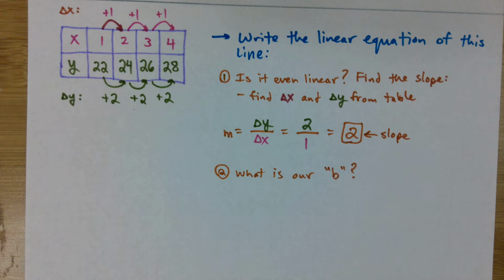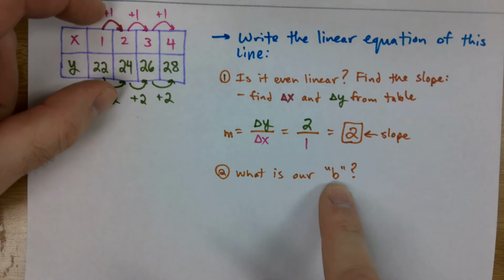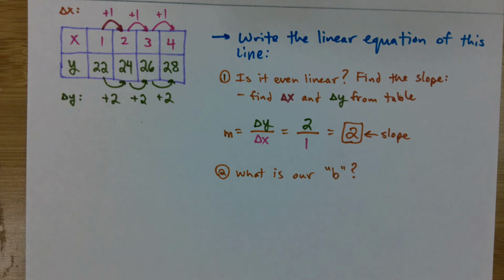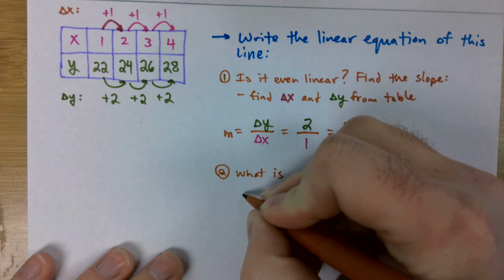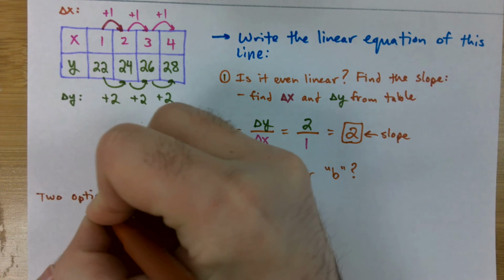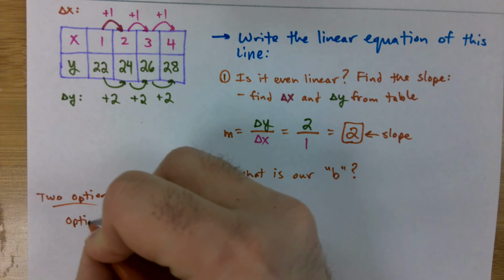Now there's two different ways we can go about doing this. We can just do what we've been doing, right? We have a slope, and we've got multiple different points that we can use. So the first thing we can do is plug in our slope and just pick a point off the table and plug it into b equals y minus mx. So let's see that one first. There's two options. Here's option one.